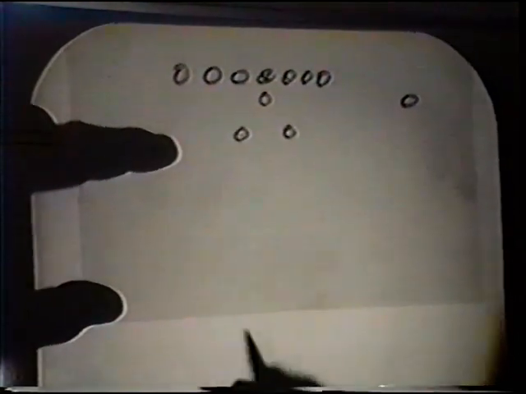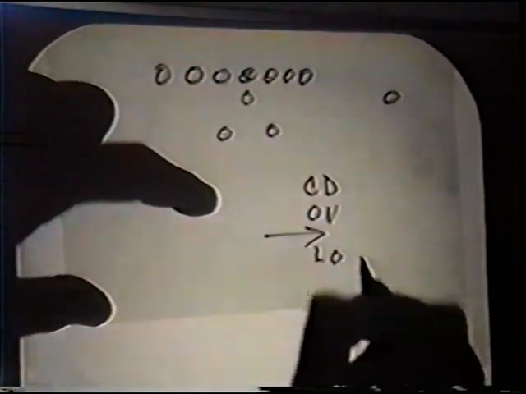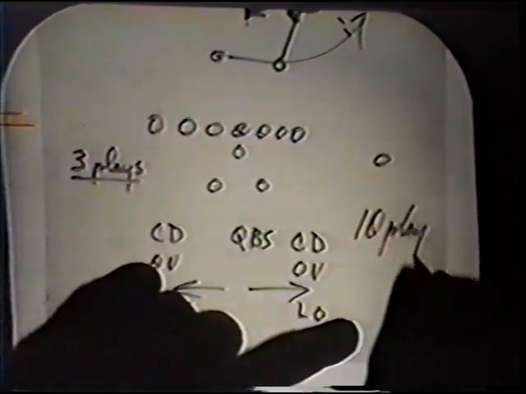We run it just like that in 7th and 8th grade, and we're going to run the counter dive to this side, all right? And we're going to run outside veer to that side, and we're going to run load option to that side. And over here on this side, we're going to go this direction with the play, then we're going to run counter dive, and we're going to run outside veer, and we're going to run load option. And that's all we run, plus quarterback sneak. All right, so we're going into the ball game with 7 running plays, and we try to find 3 little pass plays that we think we can complete. So we're going into every junior high football game with about 10 plays.